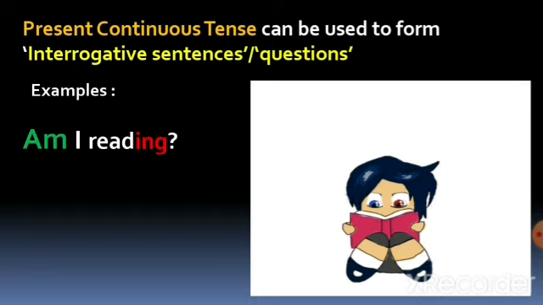Present continuous tense can be used to form interrogative sentences. That means questions. We always start a question with words like am, is, are, who, when, where, how, etc. Isn't it? For example, am I reading? Here the sentence starts with am and ends with the verb read, ending in ing. It is forming a question. So this sentence will be a present continuous interrogative sentence. Am I reading? So it's a question.